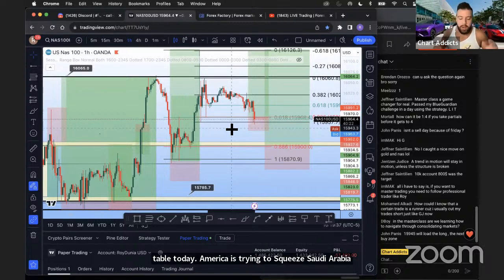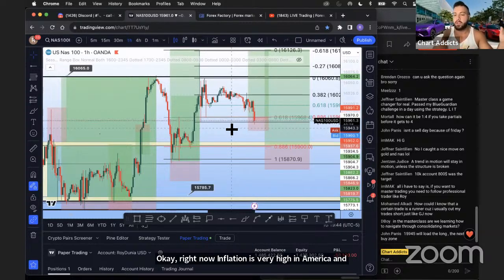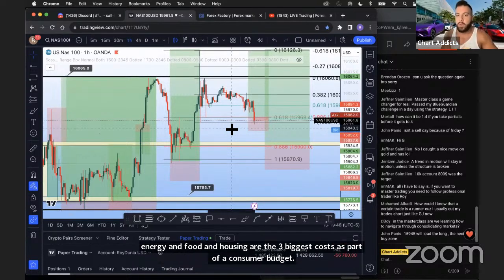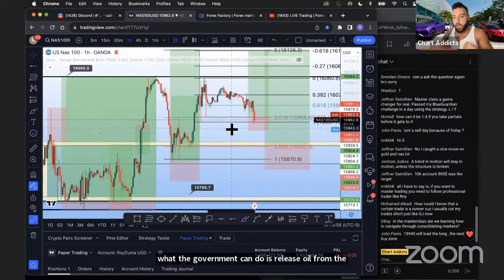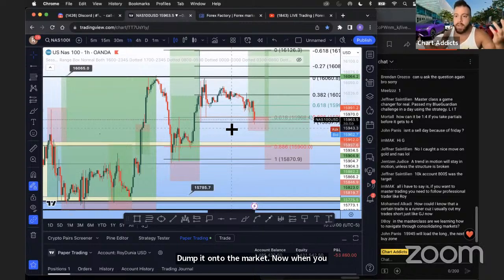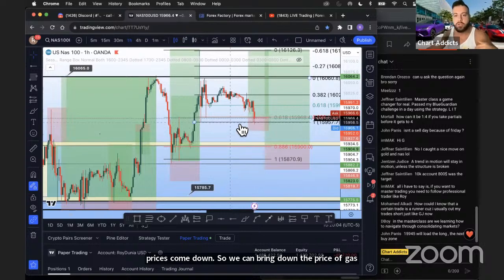Okay, right now, inflation is very high in America, and energy, food, and housing are the three biggest costs in a consumer budget. So if we want to bring down inflation and artificially fix the numbers before an inflation print, what the government can do is release oil from the strategic petroleum reserves, dump it onto the market. Now, when you increase supply, prices come down. So we can bring down the price of gas just by dumping the strategic petroleum reserves into the market.